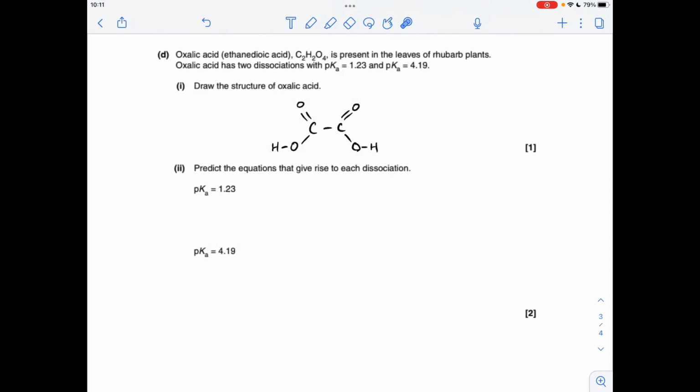Part D, the structure of oxalic acid is going to look like that. You could just put OH there if you wanted to, and there. And now the 2 equations that give rise to each dissociation. So basically, we're going to start with this. It's going to donate its first H plus, and then whatever's produced from that then loses the second H plus. So there's the first one, and there's the second one.